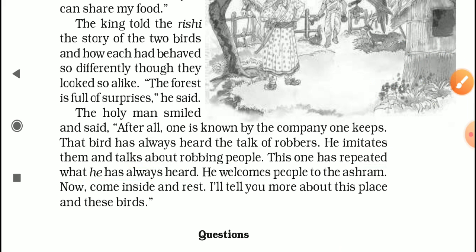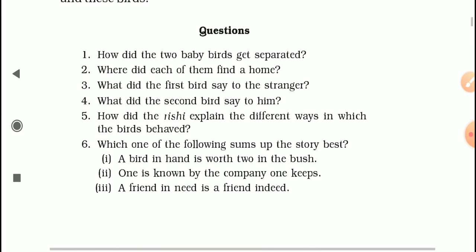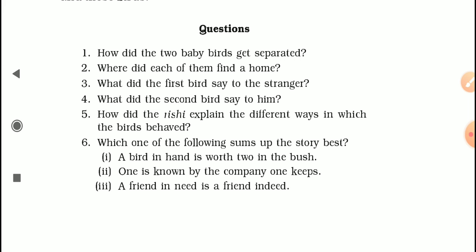Now come inside and rest. I will tell you more about this place and these birds. So the rishi is once again welcoming the king. He is saying that you come, have rest, take some food, and then I will tell you more about it. I hope you have understood the story. Now let's discuss the question answers.